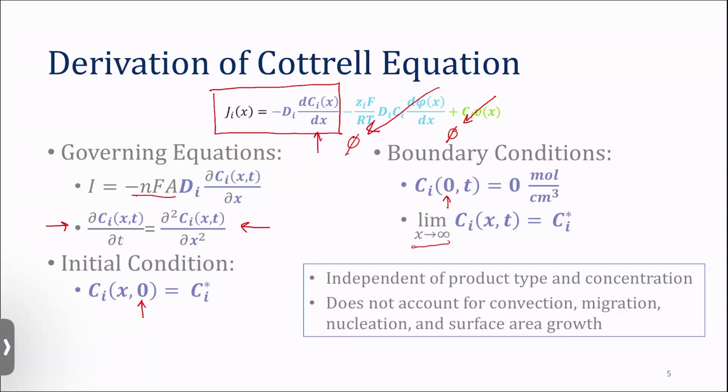We don't consider whether it's a soluble product that dissolves and diffuses back into the solution, or if it's an insoluble product which then plates out on our electrode or precipitates out of solution. So it doesn't matter what the product type is, the Cottrell equation doesn't take that into account. And so in addition to not accounting for convection and migration, the Cottrell equation doesn't account for nucleation and surface area growth if you are depositing an insoluble product on there. However, if nucleation and surface area growth are minor and may not be significant, then the Cottrell equation applies to both a soluble or insoluble product.